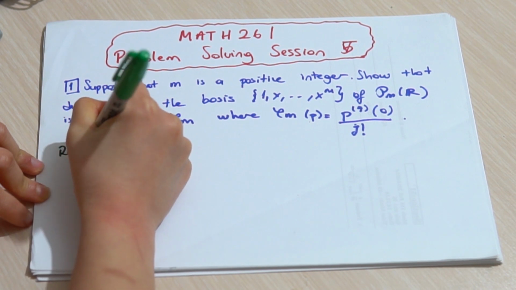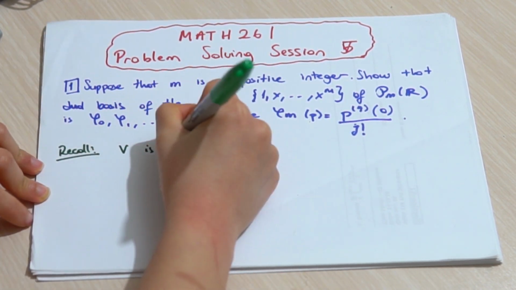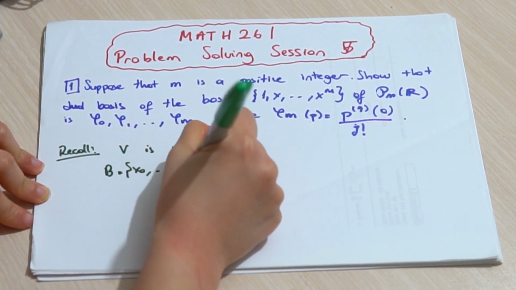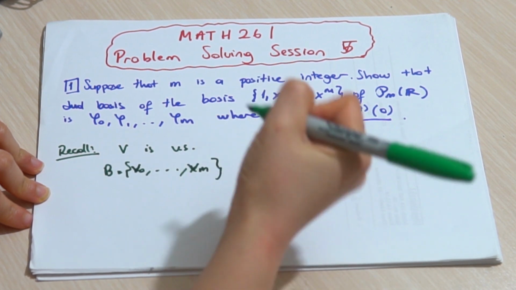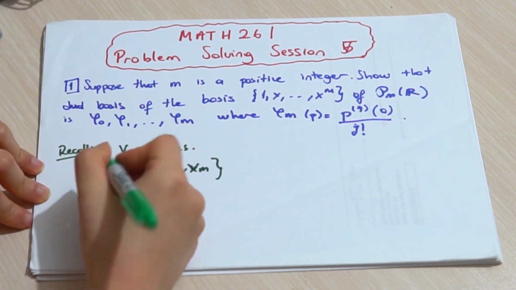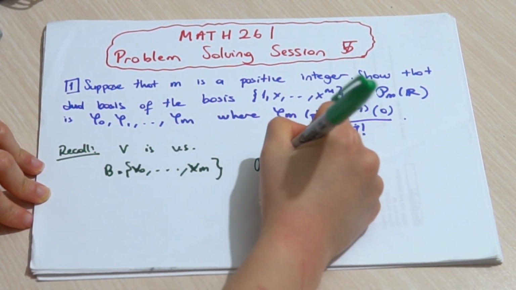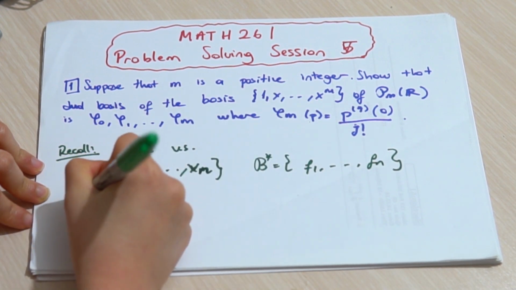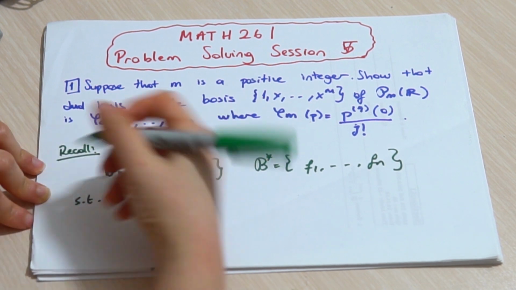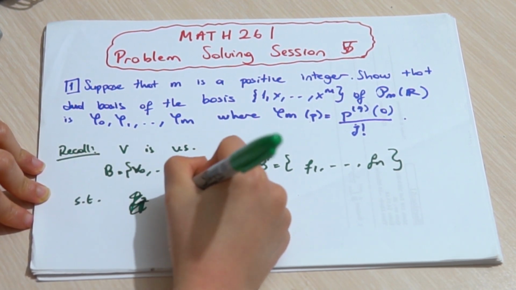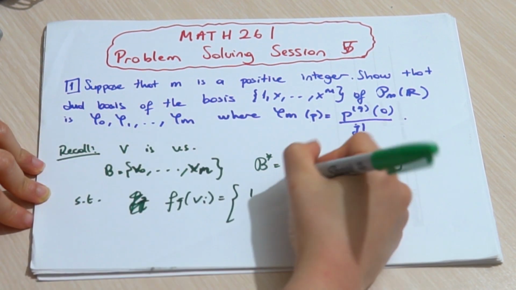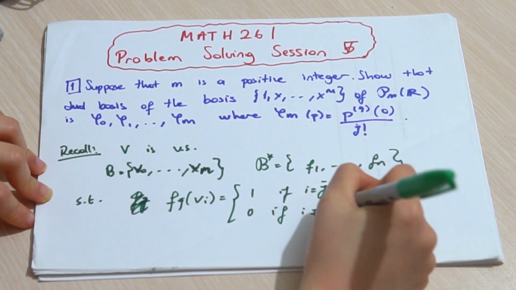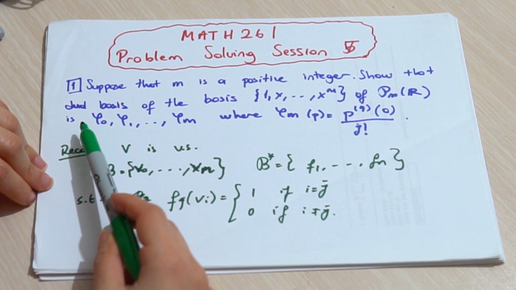Recall, let's say V is a vector space and beta is the basis, v0 to vm, and the elements of the dual basis, let us say, are f1 till fn, sorry, this is n, such that fj of vi is equal to 1 if i is equal to j, and 0 otherwise. Now this is a formula. Now we need to find what this one is.